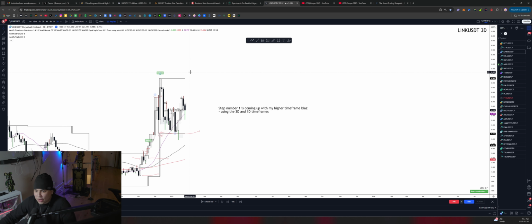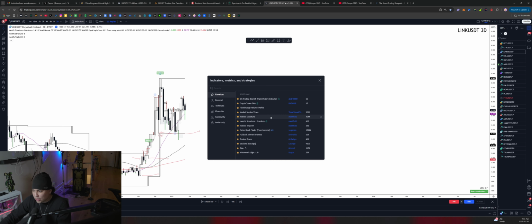Using the 3-day and the daily. And what I mean by using them, it means that for me, the 3-day and the daily have to be aligned. So either they're both bullish or they're both bearish for me. And after that, that's how I'm going to decide if I'm going to be looking for shorts or for buys in the 8-hour and the 4-hour. Okay, so how do I do this?